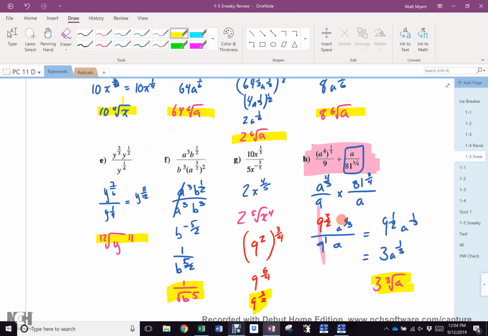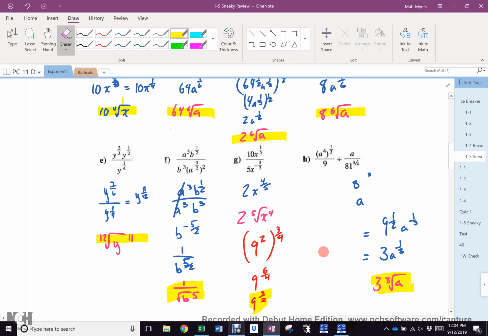Everyone's happy? Okay, now H is very difficult because there's so many ways you could go about doing it, right? So I can't show you every single way. It'll take like 15 minutes. So I'm going to work through my way, the way I would approach this problem. And you just tell me if you don't understand something I did, okay?